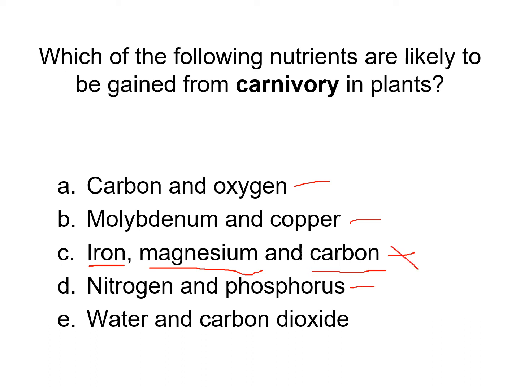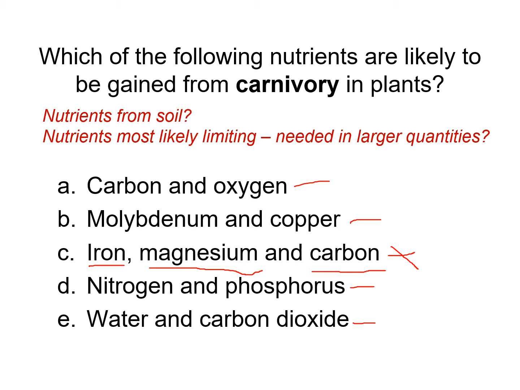Nitrogen and phosphorus. Are these macronutrients? Yes. Are they nutrients that are normally gained from the soil? Yes. Therefore, that makes sense that they would be gained from carnivory in plants. And then this last one, water and carbon dioxide. Carbon dioxide, of course, is coming out of the atmosphere and fixed through photosynthesis, and water is just being taken up from the soil. That's not really a limiting factor. If it were that limiting, the plants probably wouldn't be surviving anyway. Okay. So there's some little prompts there for things to think a little bit about in dissecting this question.